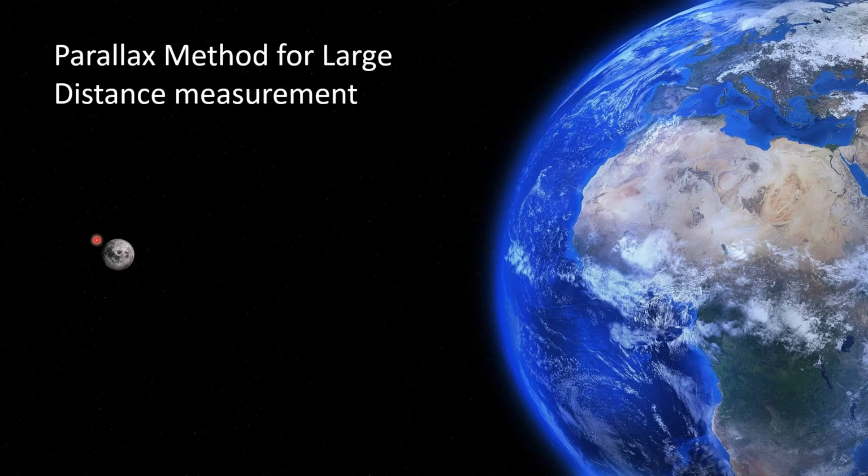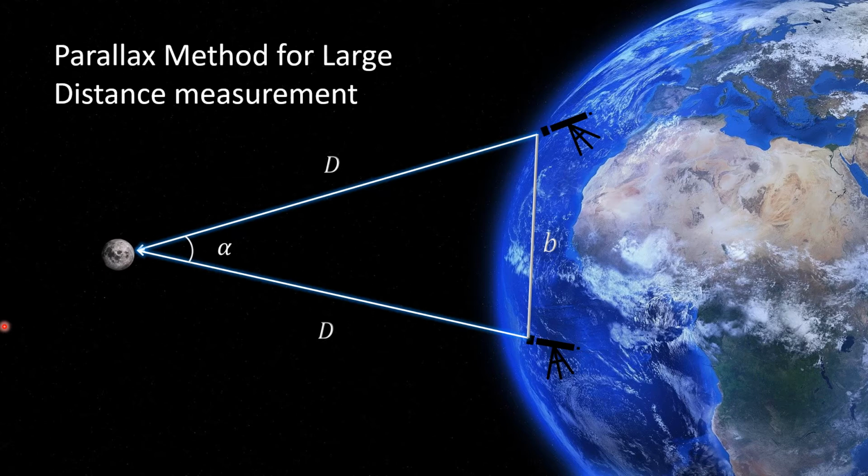Now suppose that we want to measure the distance of this heavenly object from the earth. We take two observatories on earth separated by distance b, and we focus these two observatories on this heavenly object. So these two observatories are separated by distance b, and this heavenly object is at a distance d from these two observatories. The line of focus of these observatories make an angle alpha with each other.